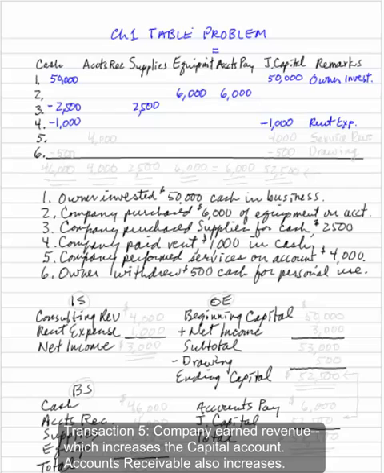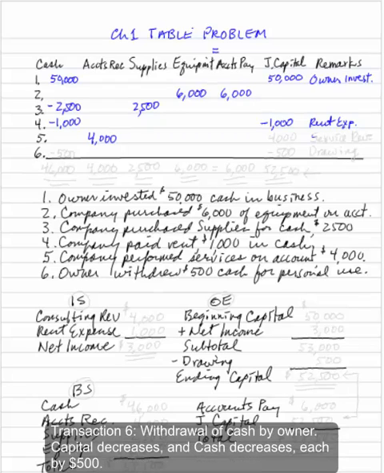Transaction 5, company performs services on account. So this is going to be accounts receivable, a plus $4,000 there on accounts receivable. And over in owner's equity, this is revenue, $4,000 to the capital account. And we're going to say service revenue. All right, so accounts receivable and capital both go up.